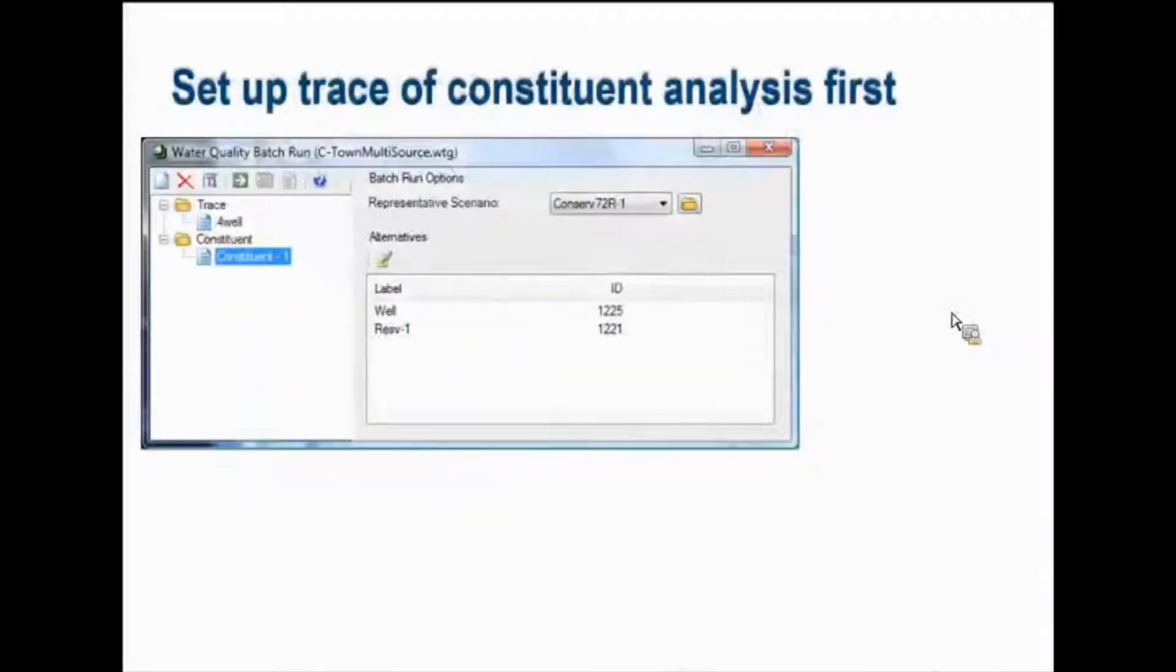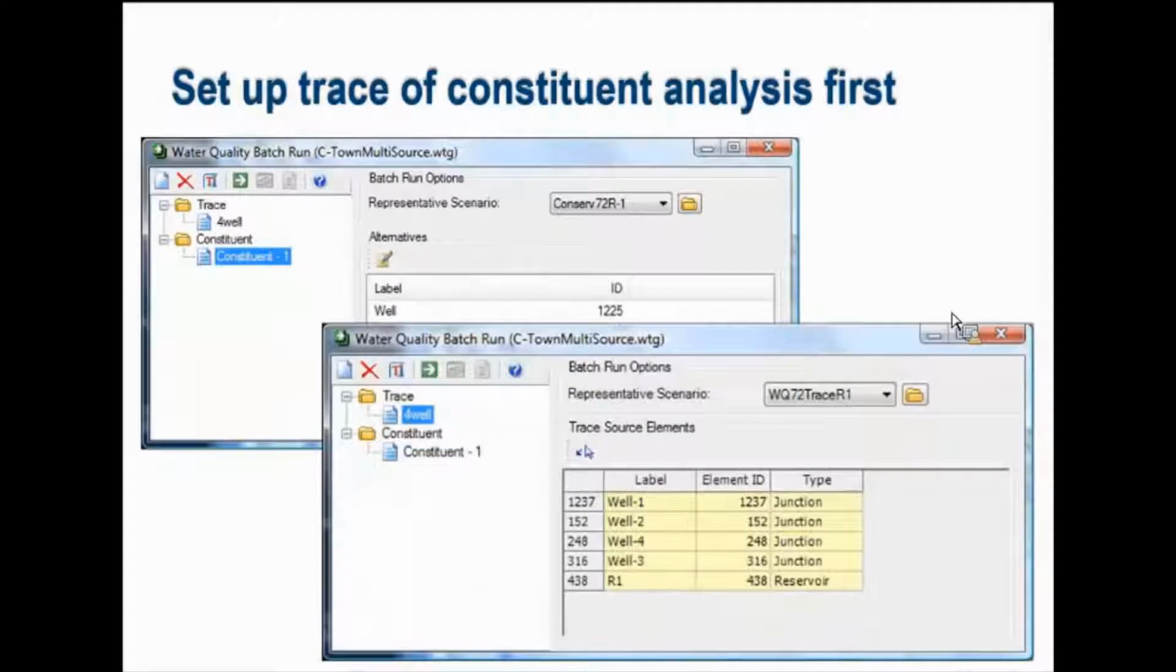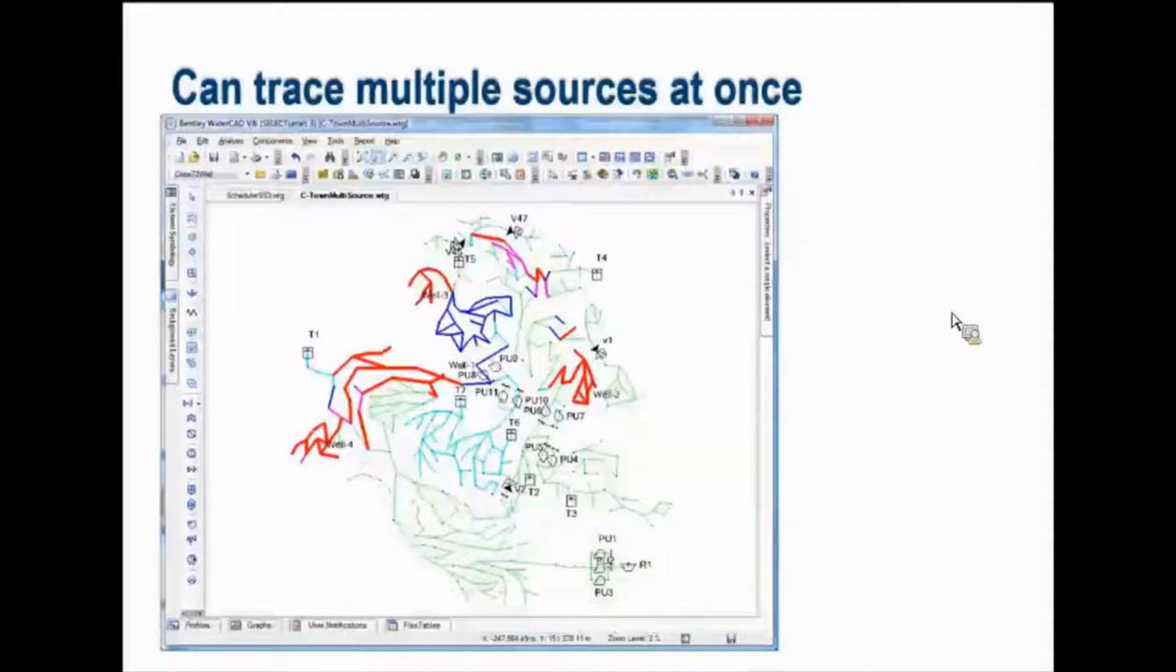To set up a tracer, you would create the constituent that you want to trace, pick a particular scenario, and then enter in the trace source elements where you're going to be measuring the concentrations at. So a little bit different there. You can trace multiple sources at once and see where multiple sources are coming from and when they mix and where they mix. So that you can do without actually putting in a constituent, you're just seeing how well they mix and where they mix hydraulically. This is purely a hydraulic standpoint.